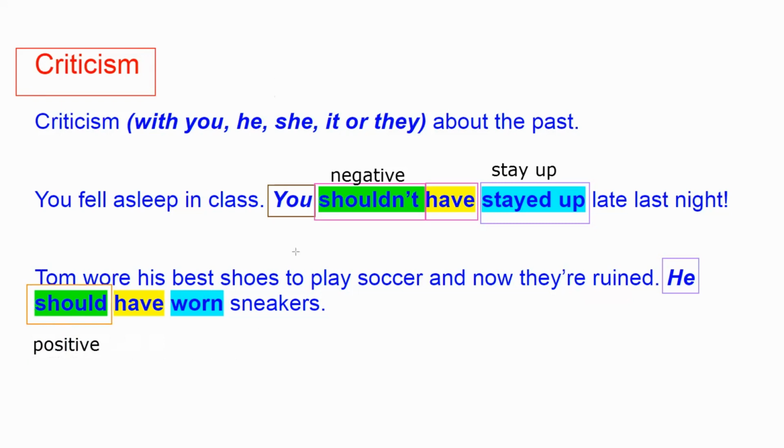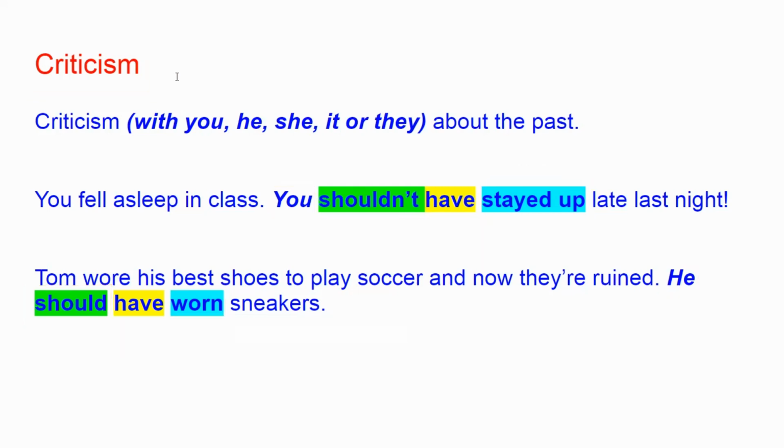What is worn? Aquí quiero ver, what is that? Este is the past participle of the verb wear, utilizar, ponerse ropa, zapatos, wear, all right? So, otra vez, para criticism utilizamos solo los pronombres you, he, she, it, and they, nada más. Ok, si vemos un I o un we, significa que es un regret. We continue with the next one.